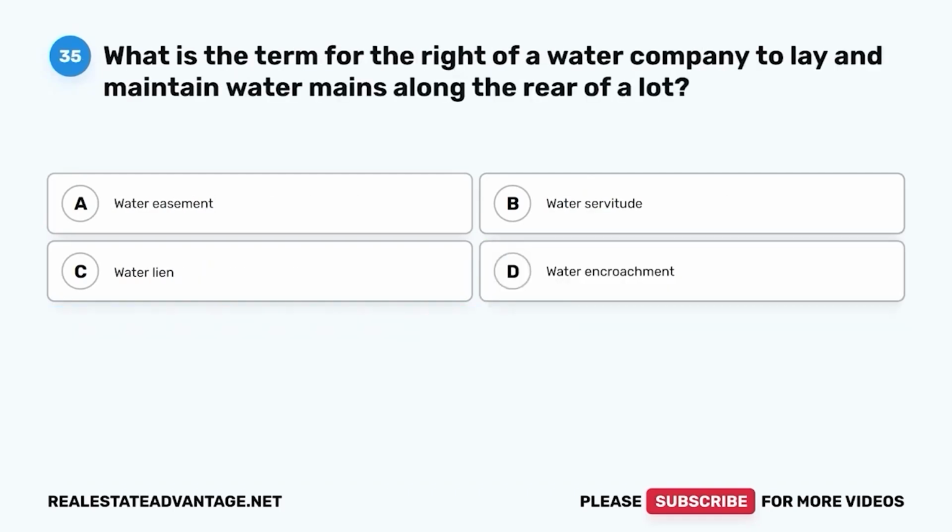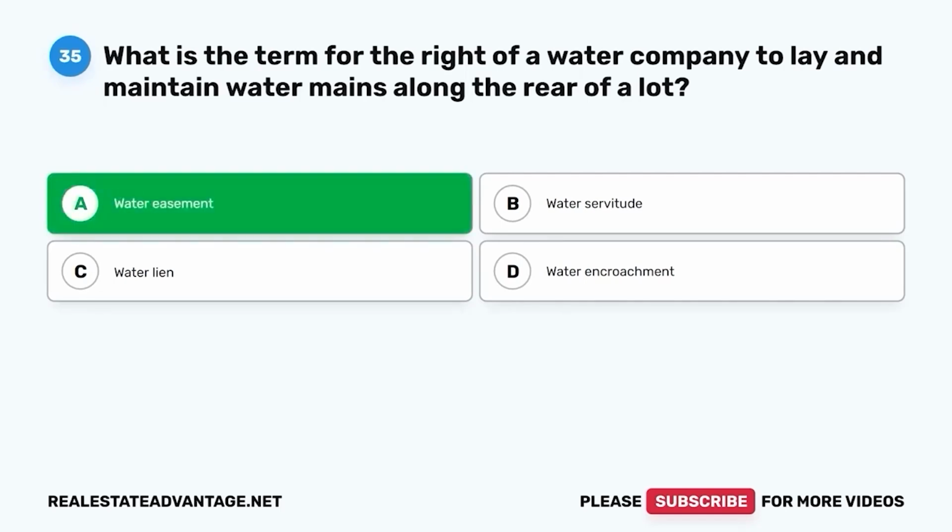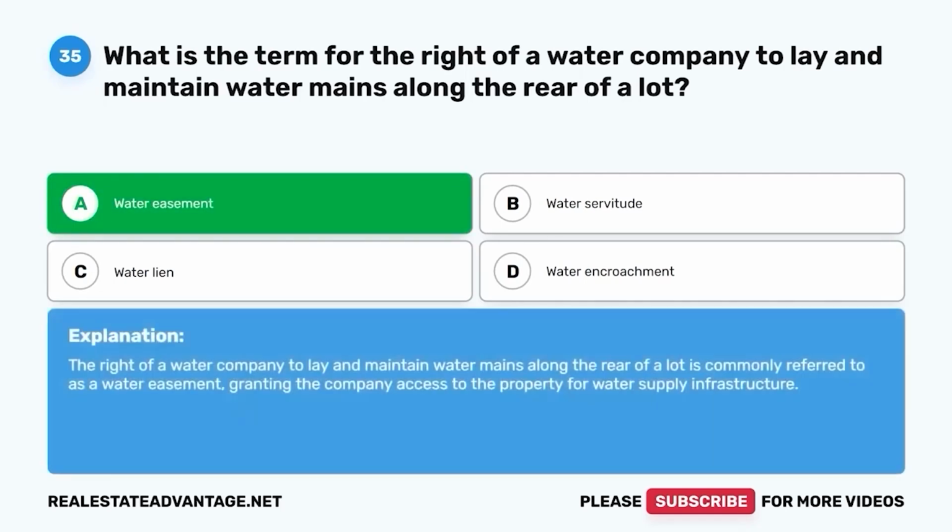Question 35. What is the term for the right of a water company to lay and maintain water mains along the rear of a lot? A, water easement. B, water servitude. C, water lien. D, water encroachment. The correct answer is A, water easement. The right of a water company to lay and maintain water mains along the rear of a lot is commonly referred to as a water easement, granting the company access to the property for water supply infrastructure.